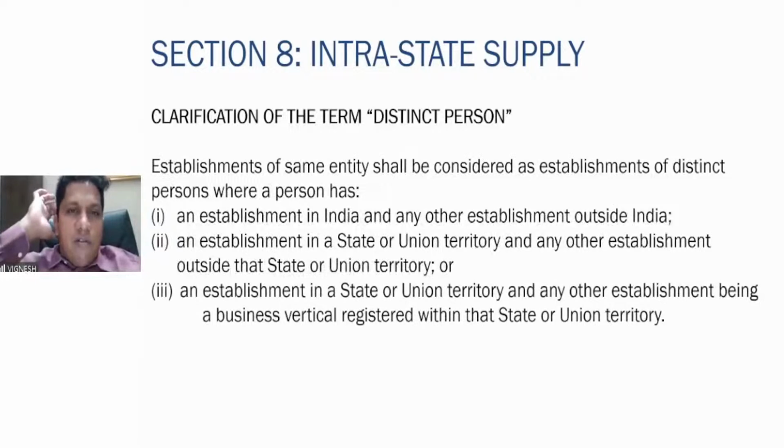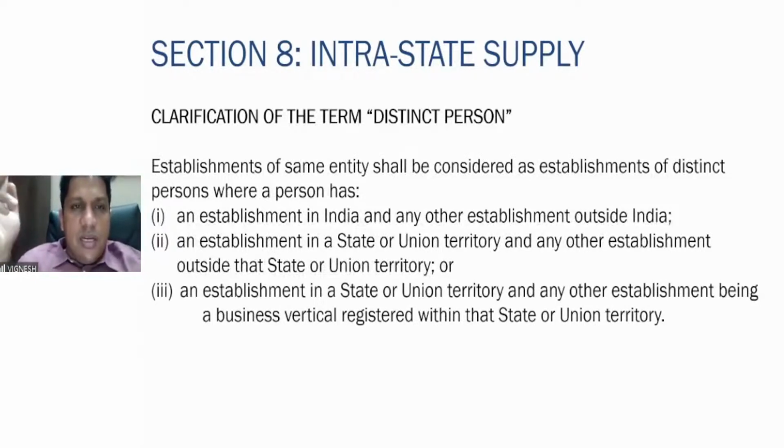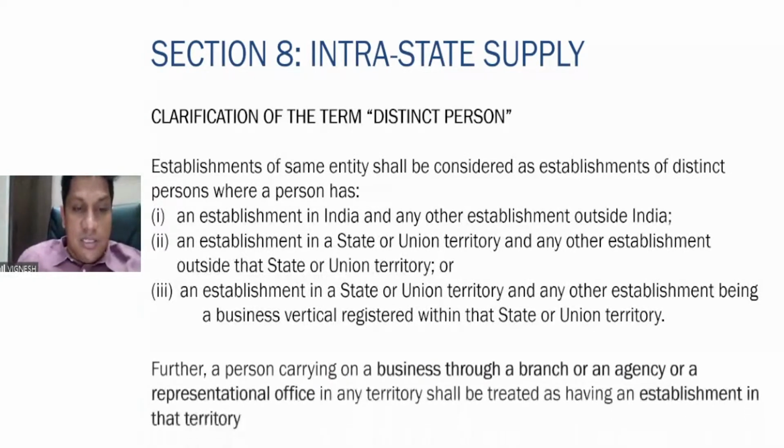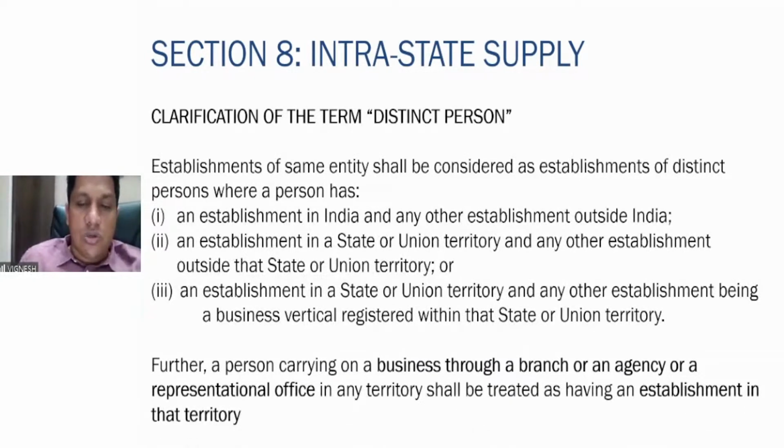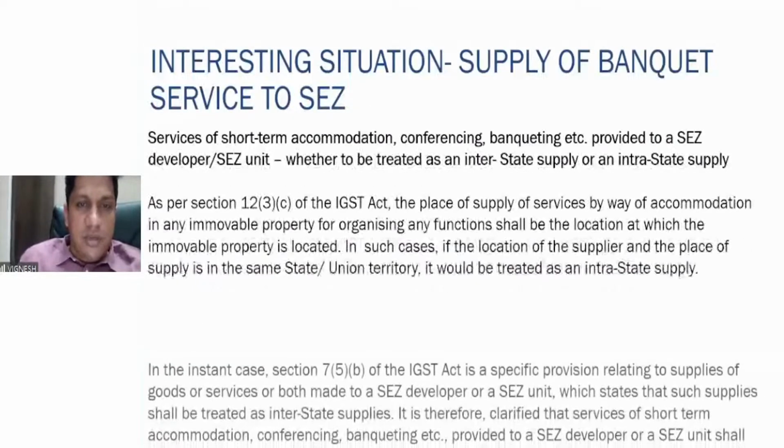Distinct person we have already covered in the previous session. As I told you, if there are two different establishments of the same person, it is known as a distinct person. This same person can have an establishment here in India and an establishment outside India. Same person can have establishments in one state and another state, or also in the same state with two different GST registrations for each business vertical. If he has opened another GST registration, that also is covered here under the distinct person. Branch or agency also shall be treated as an establishment of a distinct person.